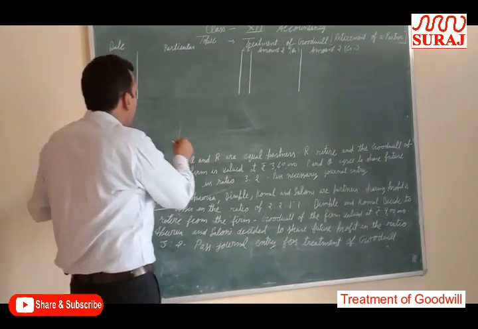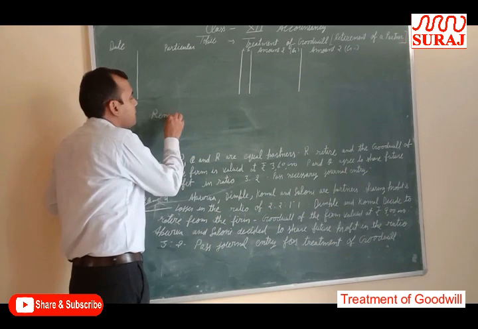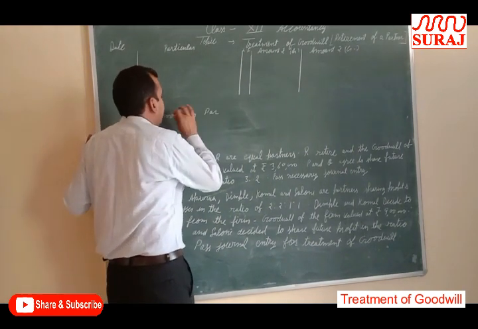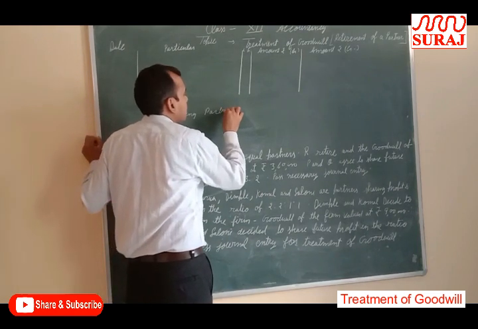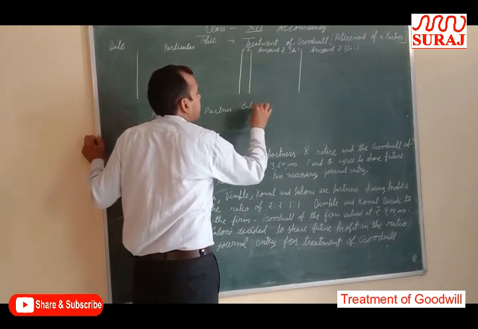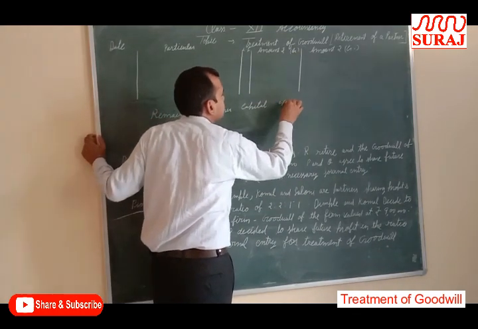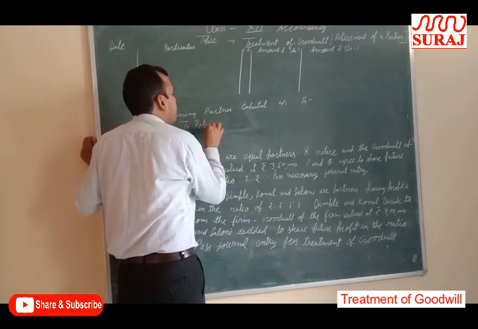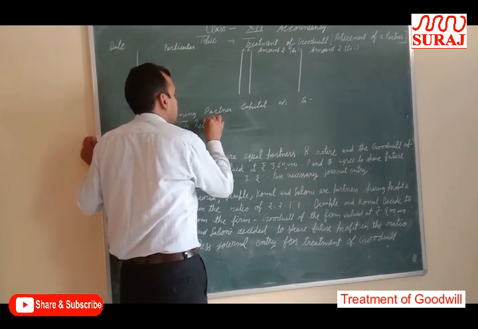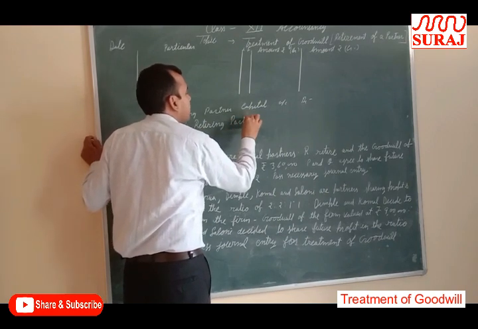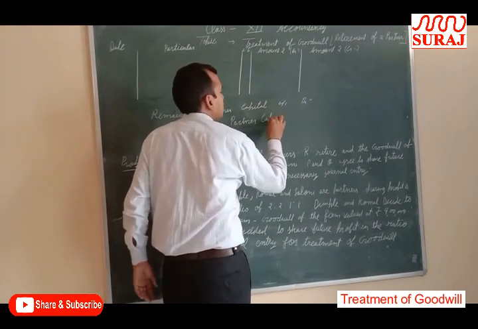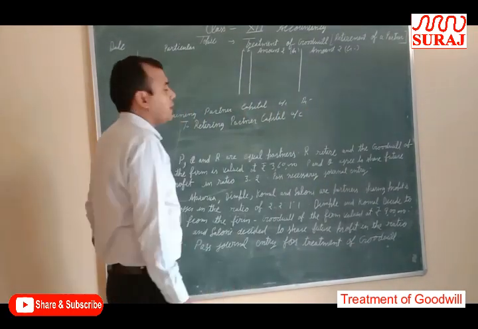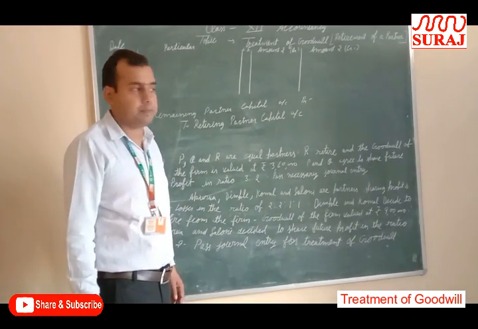Your entry will be: remaining partner capital account debit, to retiring partner capital account. Remaining partners' capital account debit to retiring partner's capital account.